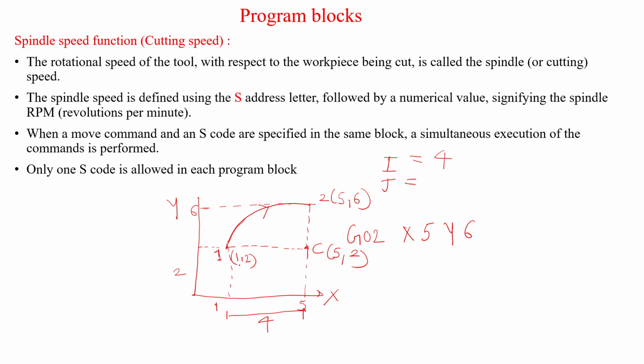And J. J is the Y distance from the initial position to the center. It is having the 0. One Y distance from the center to the initial position. So see, set 1 is also here and C is also here. So there is no difference in Y, na? It is 0. So you will write I 4 and J 0. Understood? Clear, na?